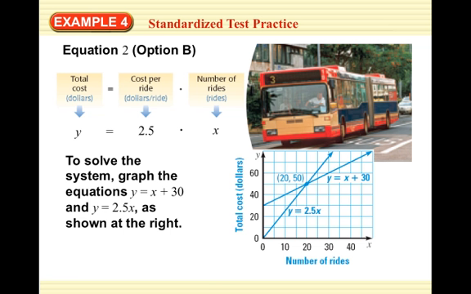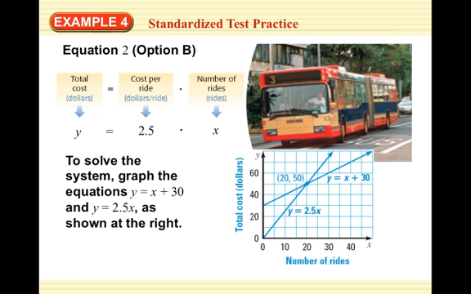So I plotted (0, 0), and then I could have done the 2.5 thing for the slope, but that's kind of hard, so what I did was I plugged in 10 for x and got that when x is 10, y is 25, and then I plugged in 20 for x and got that when x is 20, y is 50, and I drew my line, and I noticed at that point that (20, 50) was the point of intersection. So when you take 20 rides, both plans cost $50.